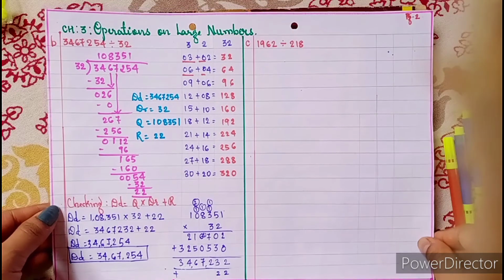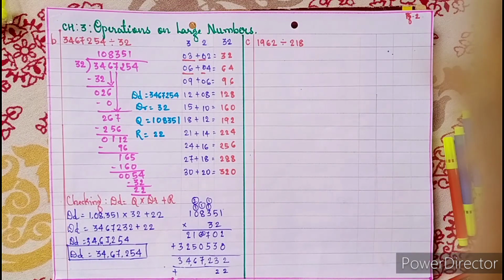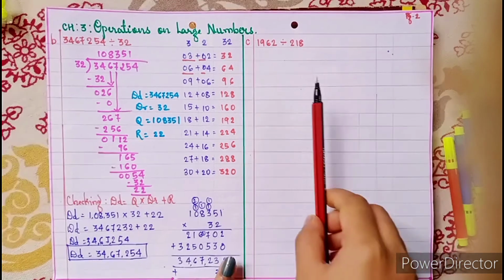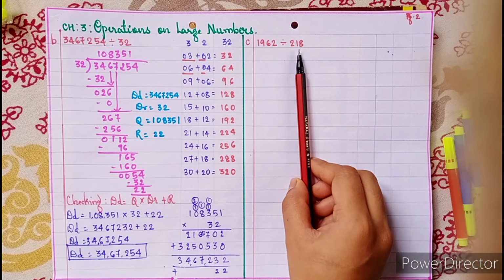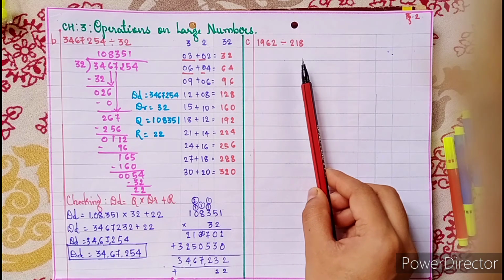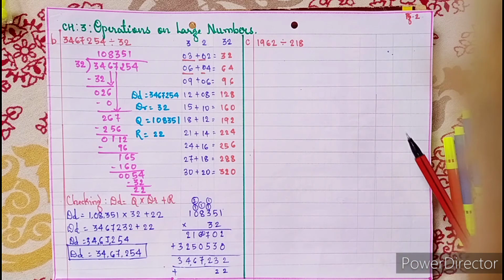Now we are going to see division by a 3-digit divisor. Here you can see we have a 3-digit divisor, and for this we should know the 3-digit table, isn't it? So here I'm going to form a 3-digit table.